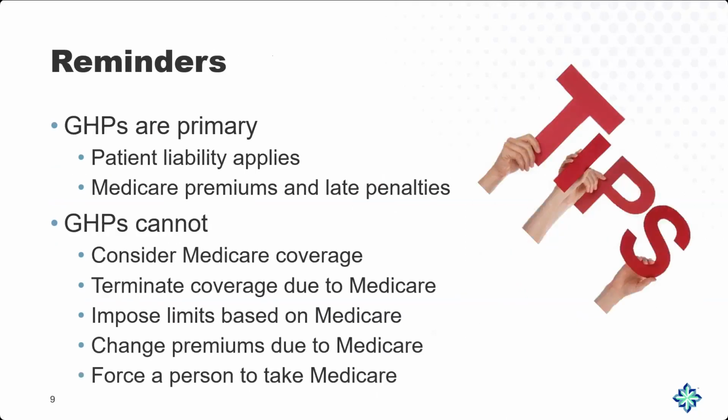There's a couple of just quick reminders that I thought might be good things for you guys to have. Before we get too far into the different items that affect what subcategory the person falls into, we do want to remind you that group health plans are primary and they will assign patient liabilities. Medicare premiums and late penalties still apply along with all Medicare rules. So just because they have a primary insurance doesn't mean suddenly you don't have to follow the prior authorization for hospital outpatient department rules. No, you still do. It's still Medicare.